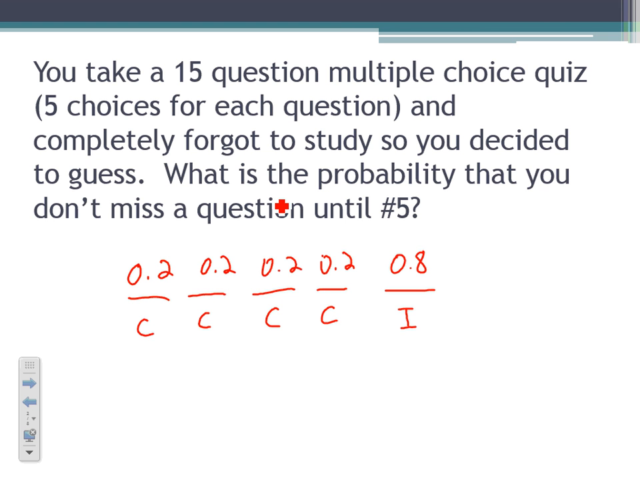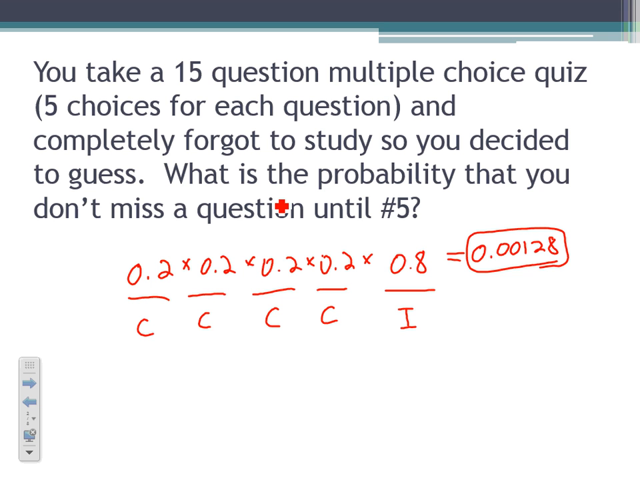So based on this setting, a little common sense tells me I'm just going to multiply all these probabilities together. According to this simple setup, basically using the multiplication rule for independent events, our probability of not missing a question until number 5 is 0.00128. So an extremely small probability of that occurring, but that's a geometric distribution, right?